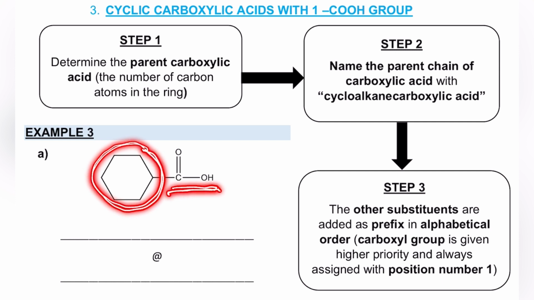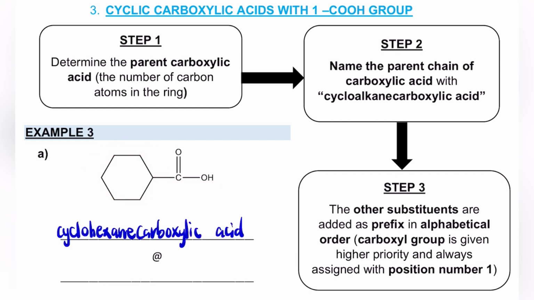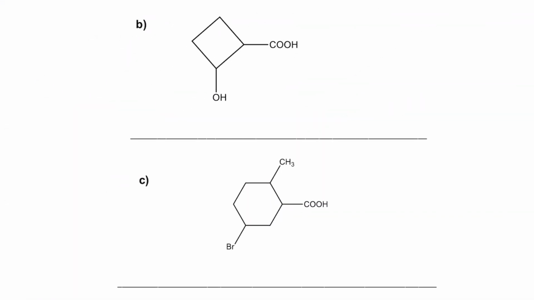one carboxyl group here. However, you can also give the name as cyclohexanoic acid. This is where you are going to change cycloalkane, the letter E here at the end, you change with oic acid. So both of these are acceptable as the name for structure A. Next, we have structure B and C. Let's go one by one.